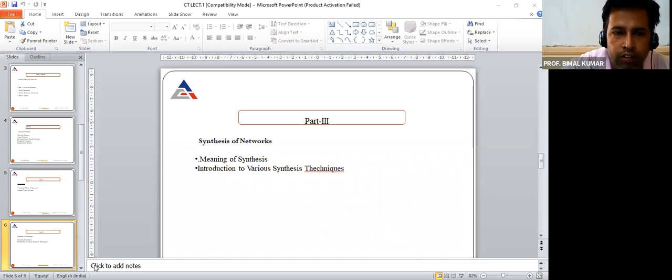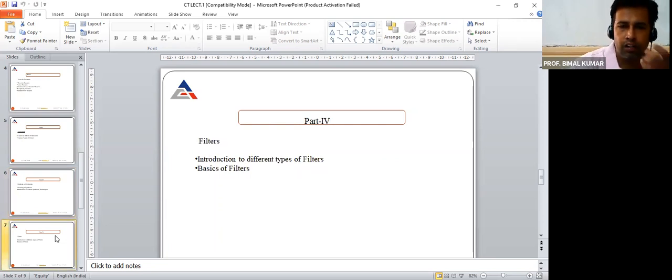Next is part 4, that is filter. Filter is a device which will pass some particular band of frequency through itself, and it will just attenuate all the other signals. Attenuate means block.